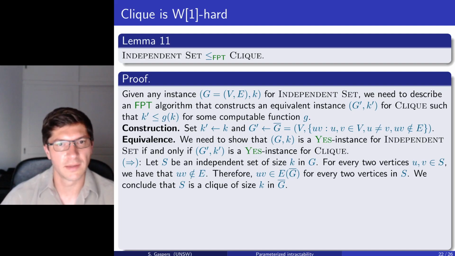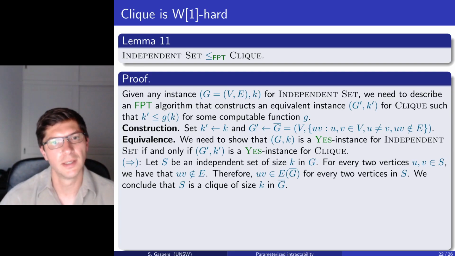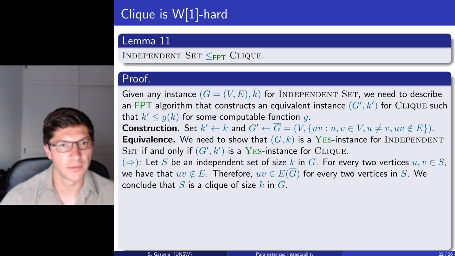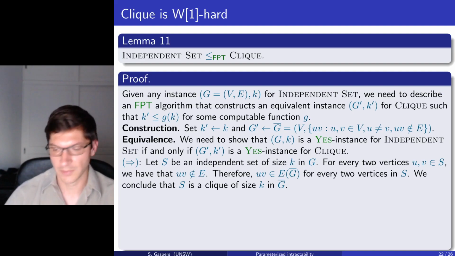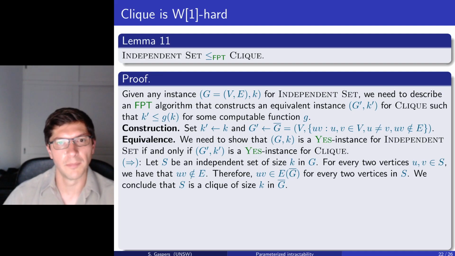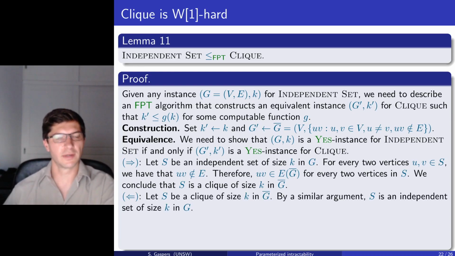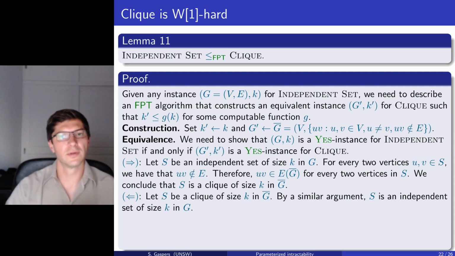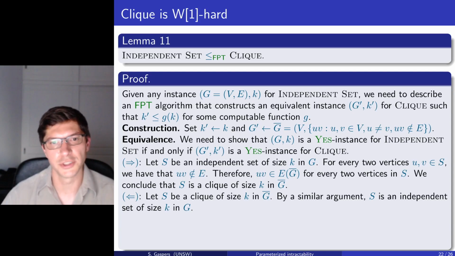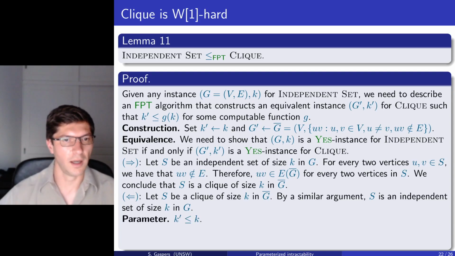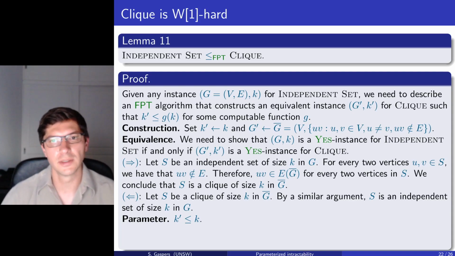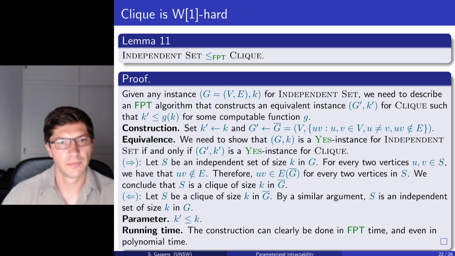So if S is an independent set of size K in G, then for every two vertices in S, we had no edge in G, therefore we do have an edge in G bar. So we conclude that this set of vertices that was an independent set in G is a clique in G bar. And also it has size K because we didn't add or remove any vertex. Now for the reverse direction, if we do have a clique of size K in G bar, then clearly this also corresponds to an independent set in G just because of how we constructed G bar from G. The parameter hasn't increased, so K prime is actually equal to K. And the construction can clearly be done in FPT time, even in polynomial time.